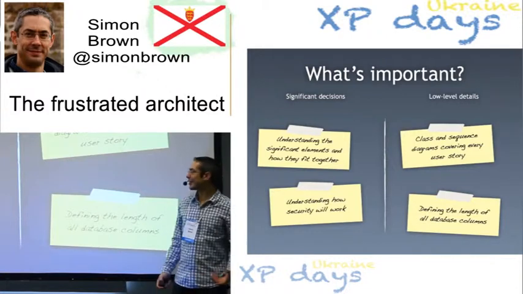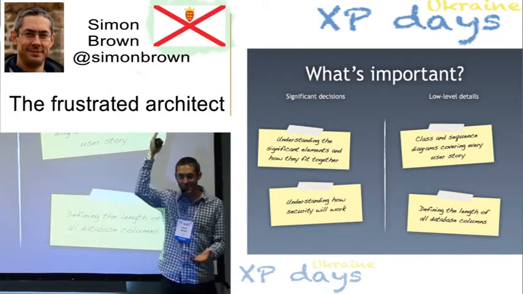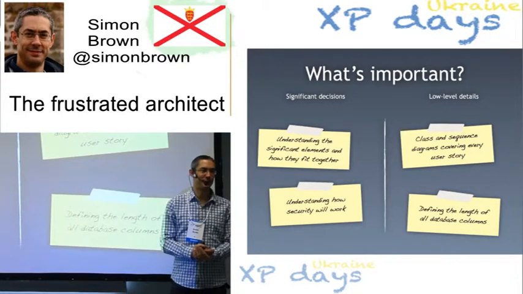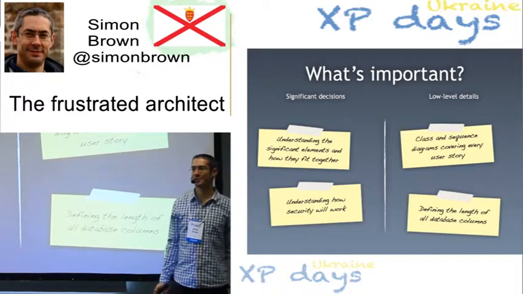I've seen teams document database schemas and, before they created the schema, document how long every column should be. Why are you doing this? We can change that stuff. We've got refactoring tools.